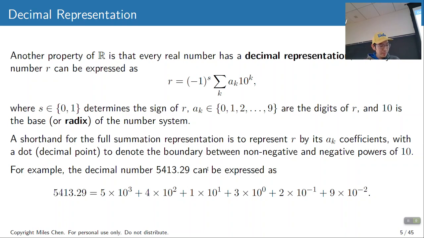So every number on the real number line has a decimal representation, okay? And in the decimal representation, you have a sign, so you either have a negative sign in front of it or you don't. And then you think of a number like 5,413.29, and we understand that this is 5 times 10 to the third, and then 4 times 10 to the 2, plus 1 times 10, and 3 times 10 to the 0, and then 2/10, so 2 times 10 to the negative 1, and 9 one-hundredths, 9 times 10 to the negative 2. And we understand that this is how we represent numbers, right?